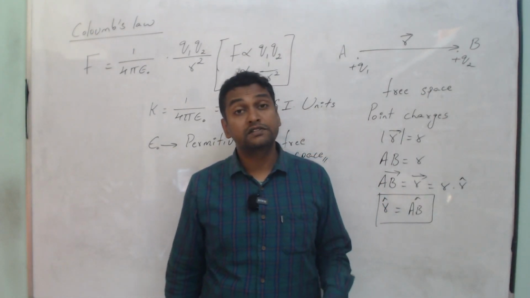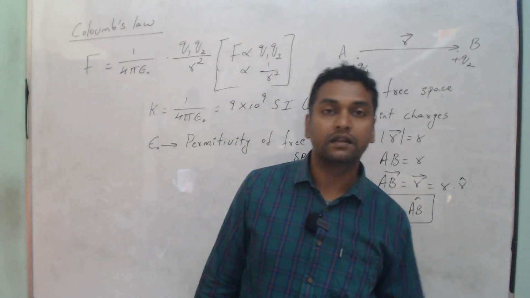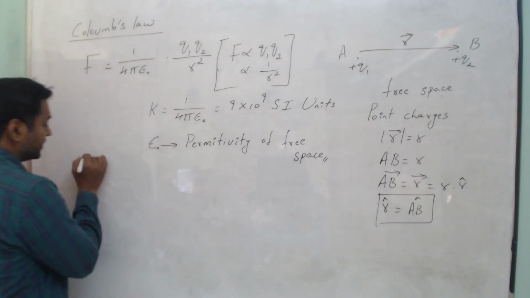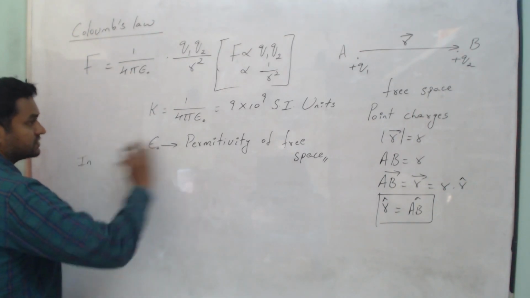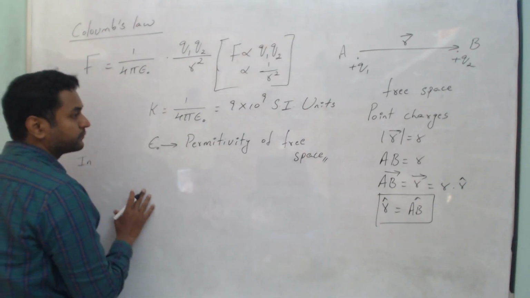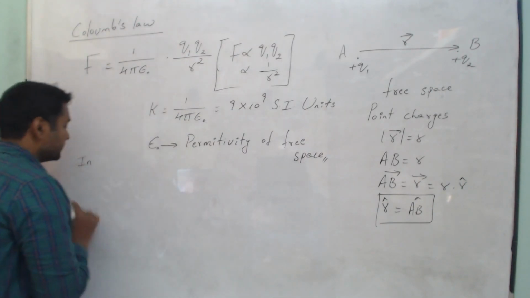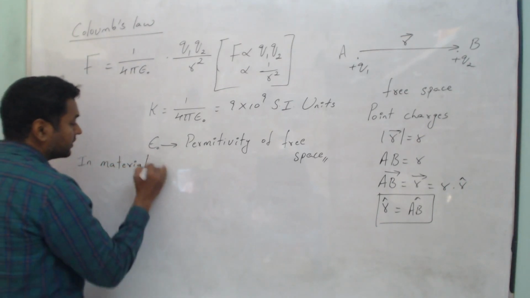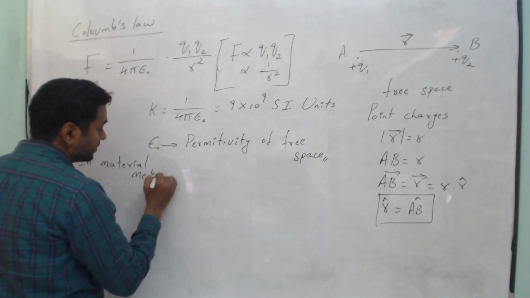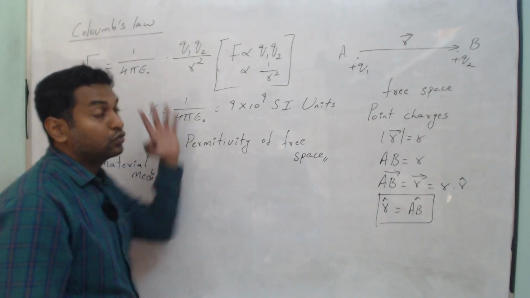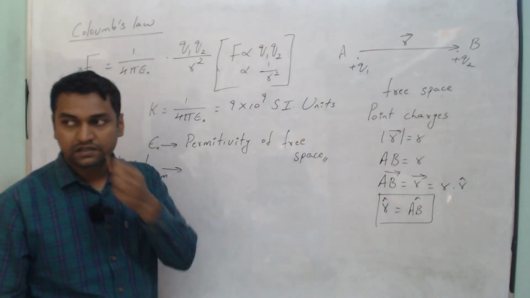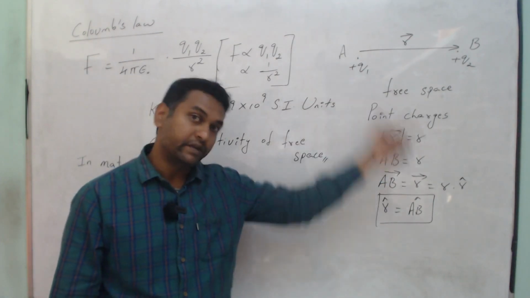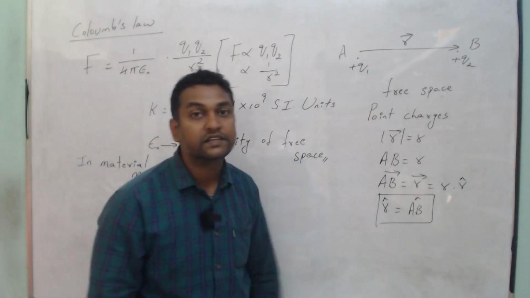So, in terms of material, how do we write it? We write, so this is in free space, whatever we have discussed, right? We write in a material medium. Material medium is free space? Sir, it is not. No material medium is free space. There is no material in that medium, in that space. We are calling it free space.